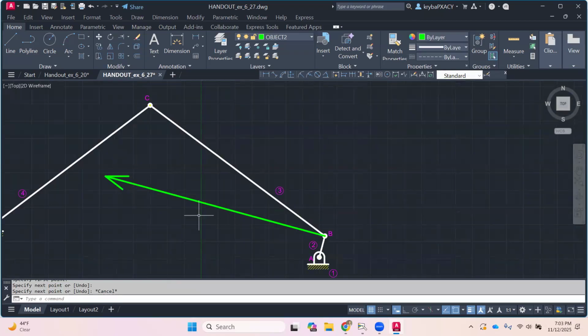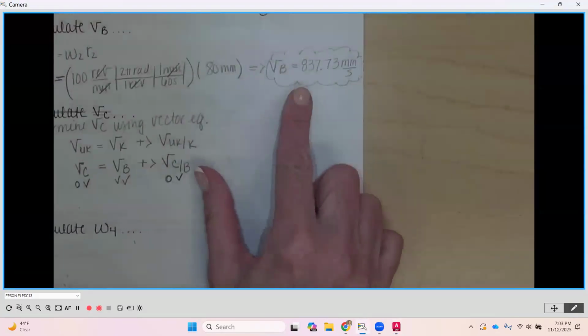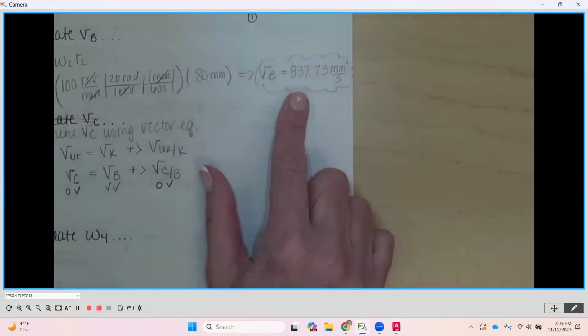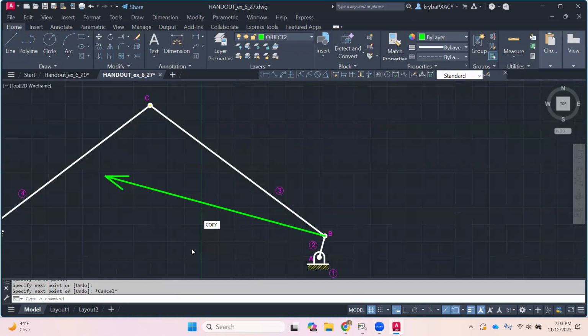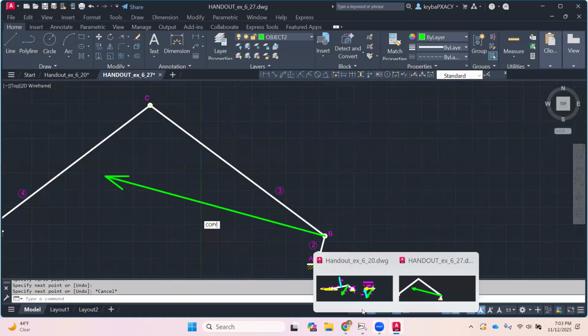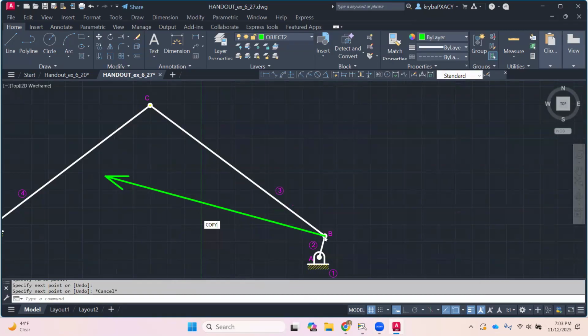Yes, Jacob. I made it the size, the length of this right here, velocity of B. Nope. What would it be? If my center was here, it would be a radius, right? Yep. Yeah, be careful with your construction.